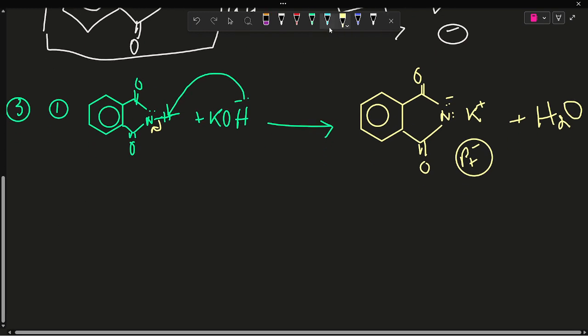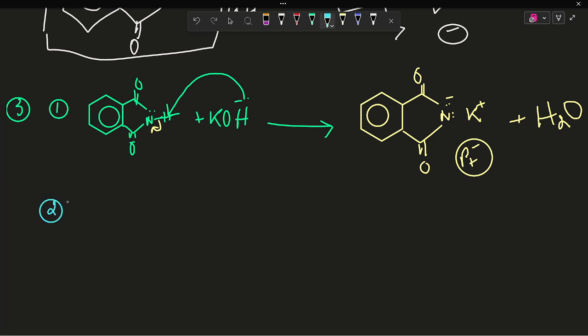Now the second step of the reaction involves the addition of alkyl halide, RX, to this solution. Now let me draw the mechanism here. This is the phthalimide ion that is formed in the first step, with a negative charge. We take this phthalimide ion and we add RX to it. This is the second step.